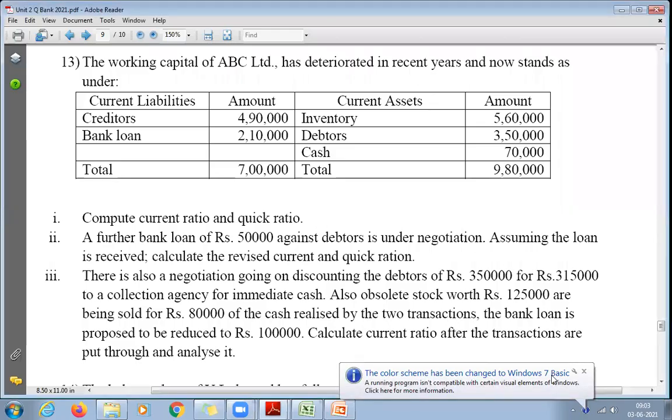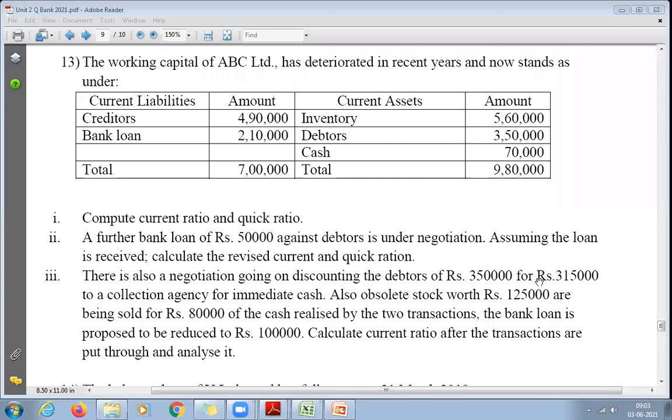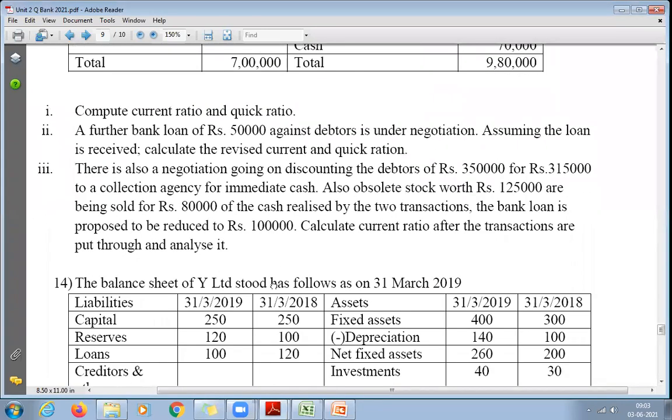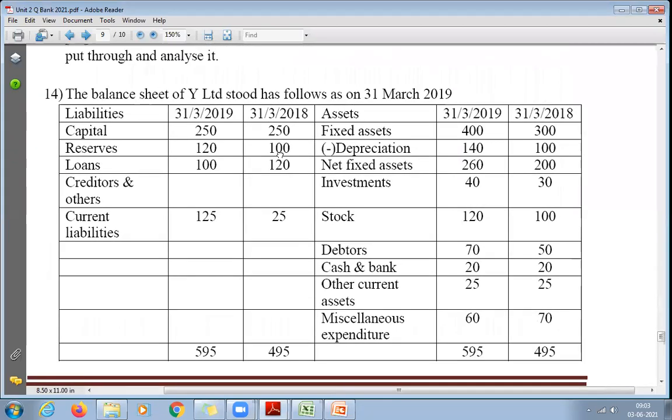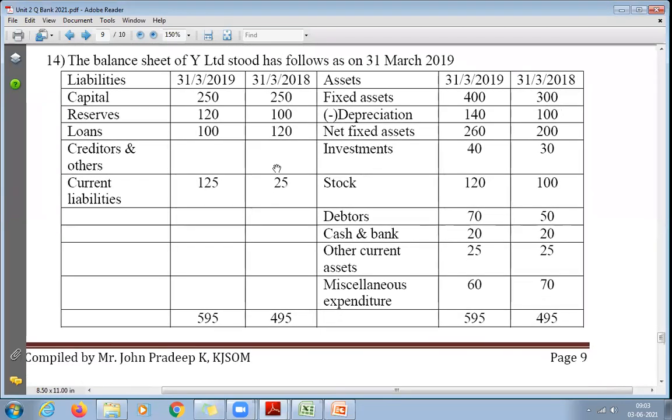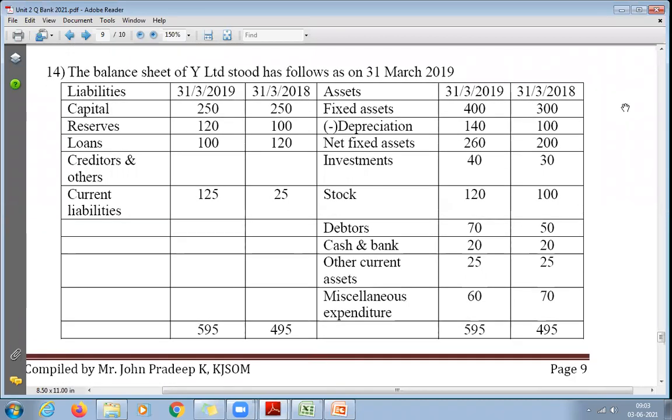Yeah. So this is what we have done yesterday. We have completed question number 13. So we'll go for question number 14. So now I request any one of you please kindly read the question for all of us.